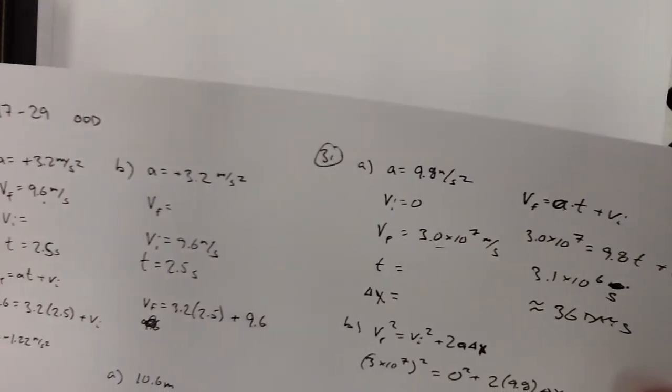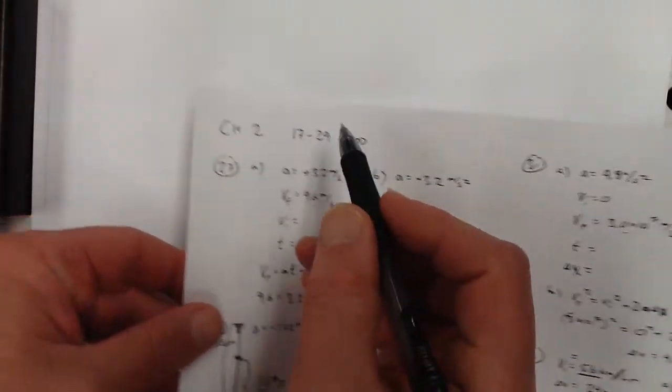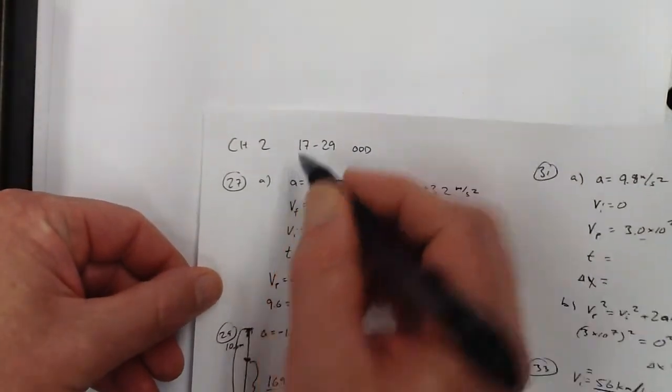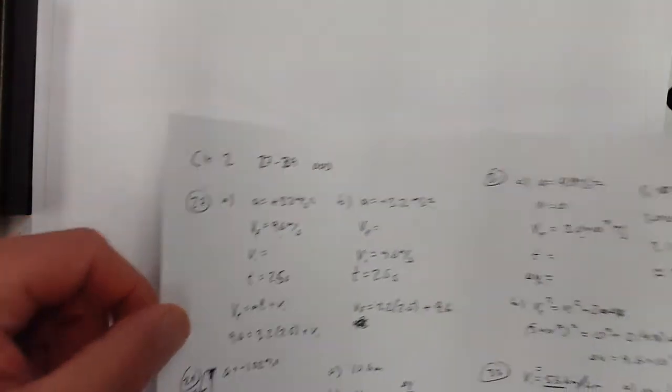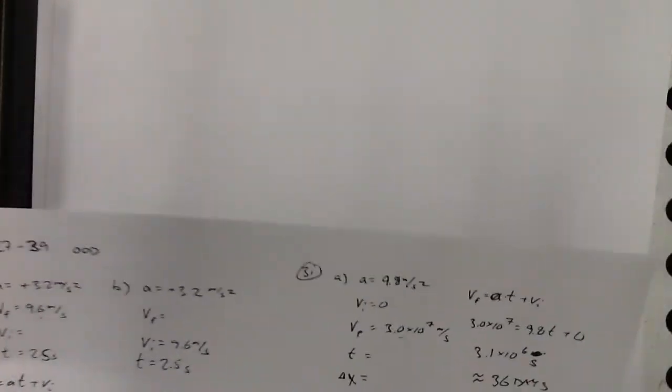Hold on. Why did I write this? Sorry, I wrote this at the beginning. That was freaking me out for a second there. 27 to 39 is what we're doing. So I have 3 more, 35, 37, 39.